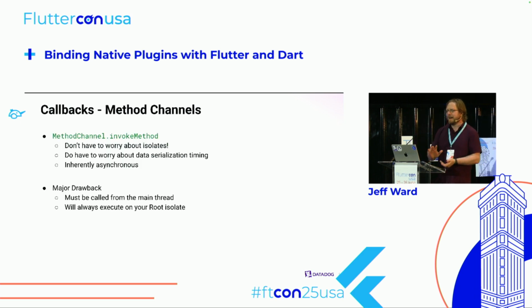Well, we can use method channels for this. There is a method on the native method channels called invoke method that will call into your method channel on the Dart side. Nice thing here, we don't have to worry about isolates. We don't have to worry about data serialization, but they are inherently asynchronous. The major drawback here, though, is that you have to call invoke method from your main thread. You can't call it from any other thread. It won't allow it. It also will always execute on your root isolate. Can't change that. So if you don't want to do either of those things, you can't use this.